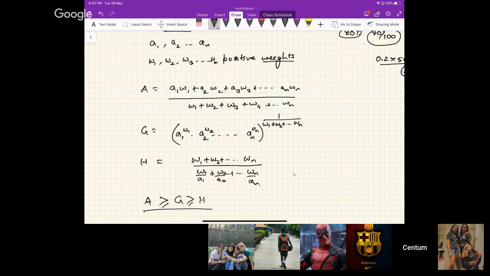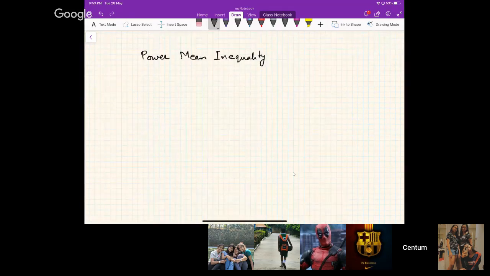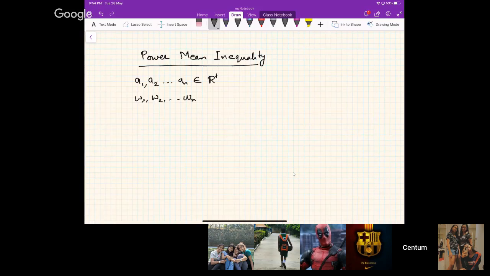Now, power mean inequality. What is it? Again, we are dealing with positive numbers a1, a2, an, all belonging to R plus. And w1, w2, up to wn are again all positive real numbers, and let us say m is a non-zero real number.